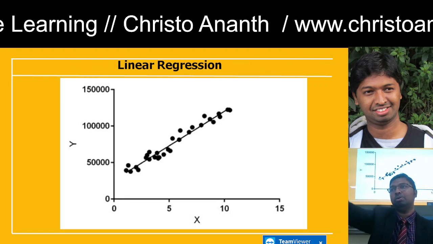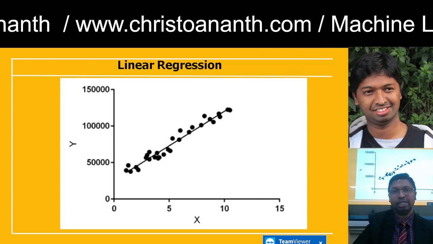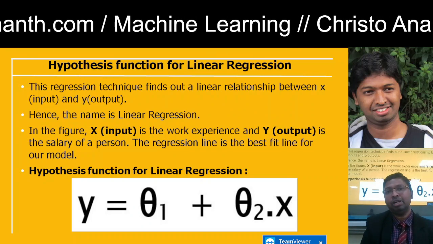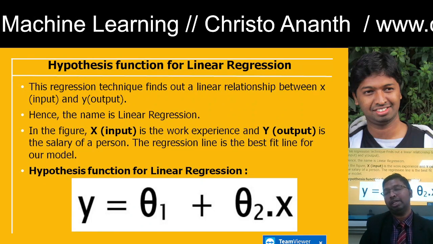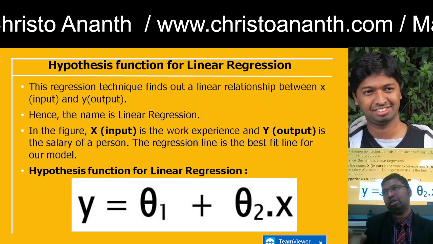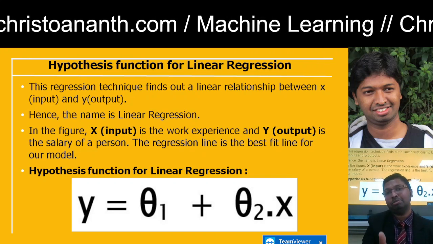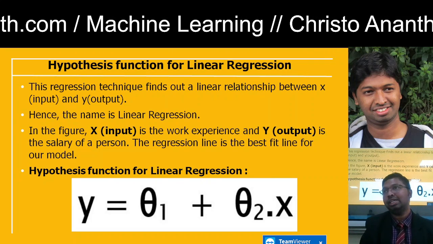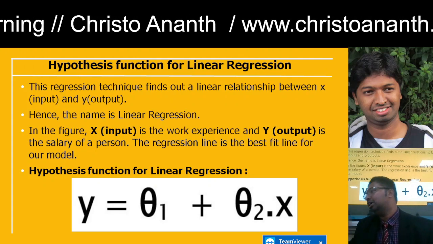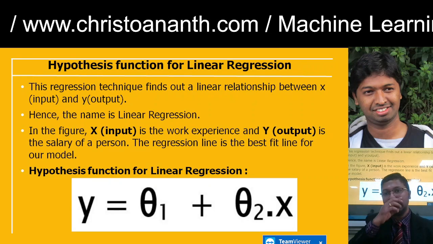We'll have a slope. We'll identify several points between the dependent and independent variables, and find the relationship between x and y. We call it linear regression, where x is the input, the work experience, and y is the output, the salary of the person. X is input, y is output. The regression line is the best fit line.